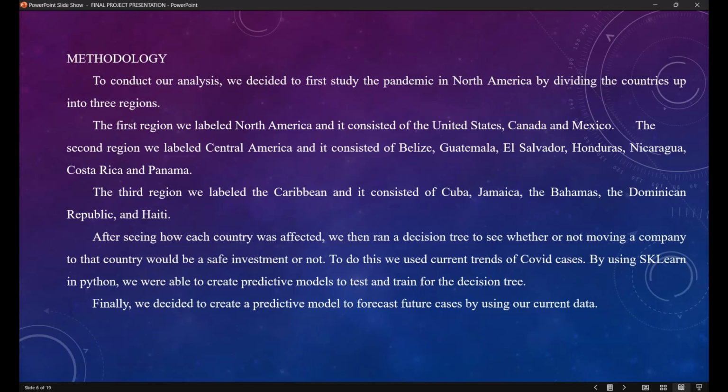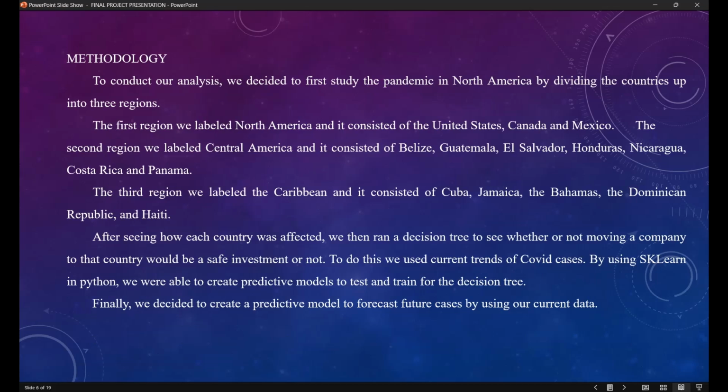And coming to the methodology, after seeing how each country was affected, we then ran a decision tree to see whether or not moving a company to the country would be a safe investment or not. To do this, we used current trends of COVID cases by using sklearn in Python. We were able to create predictive models to test and train.